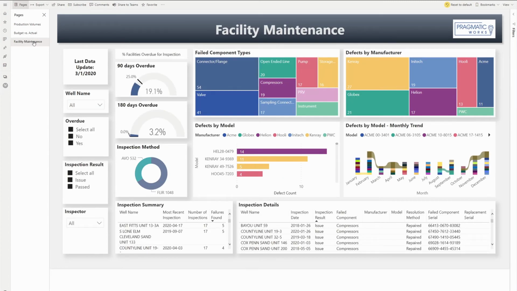And finally, the Facility Maintenance tab. While the first 2 tabs of this demonstration have focused primarily on an executive summary type interface, this third tab is intended to demonstrate a more tactical application for facility maintenance.